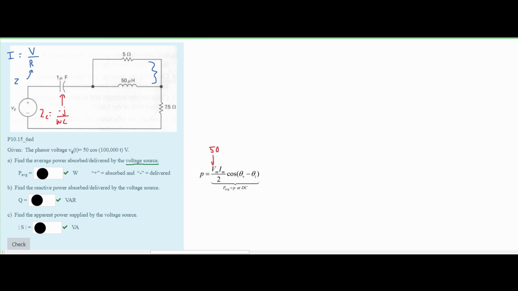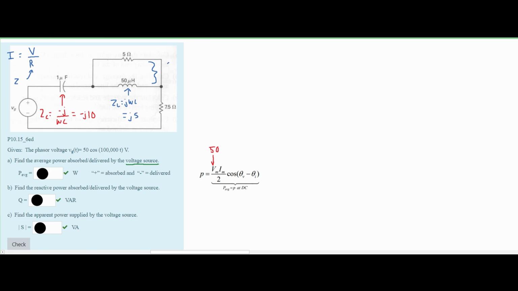So we're going to have negative 1 divided by (100,000 times 1 times 10 to the negative 6). The reason why we're multiplying by 10 to the negative 6 is so we can get this in farads instead of microfarads. This is going to be equal to negative j times 10. So that is our capacitor. Now we're going to solve for our inductor. For our inductor, the impedance ZL is equal to j times omega times L. Our omega is the same, 100,000, multiplied by the 50, multiplied by 10 to the negative 6. And this is going to give us a ZL of j times 5.